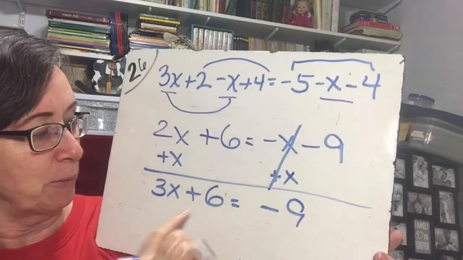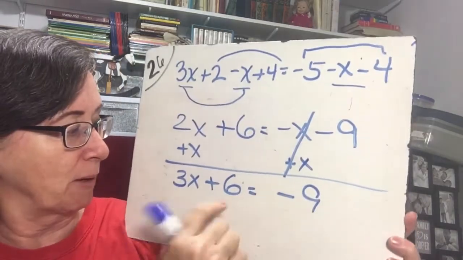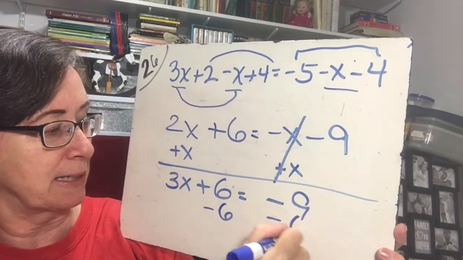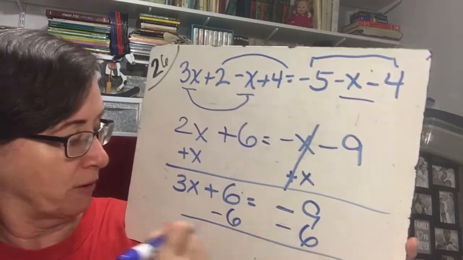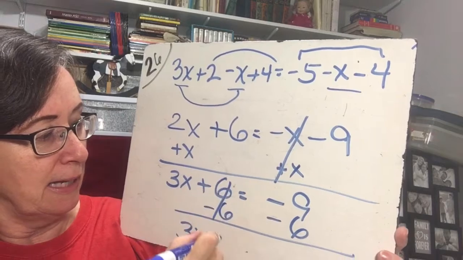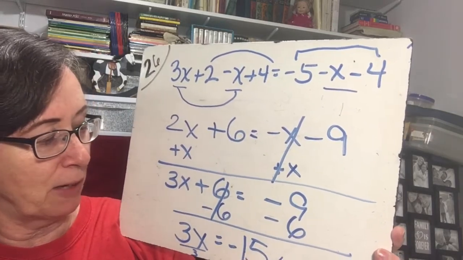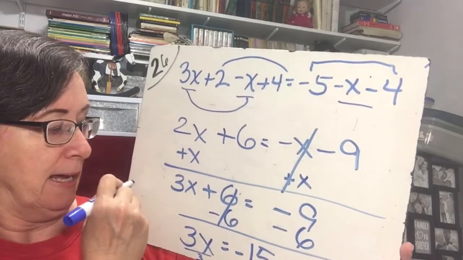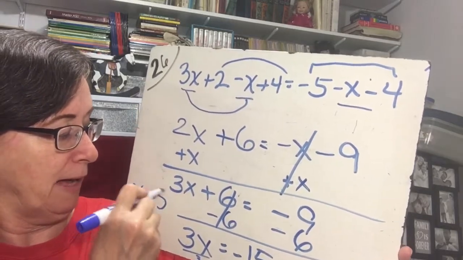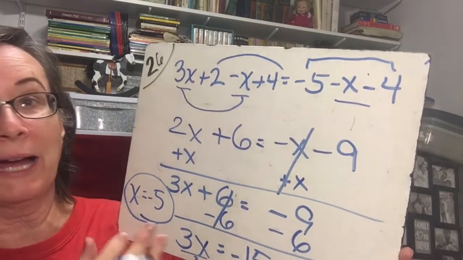And then I'm going to get rid of the 6. So I'm going to subtract a 6 and subtract a 6. So I have 3x equals negative 15. I divide by 3. I divide by 3. And I get x is negative 5. All right, so let's go back and check.